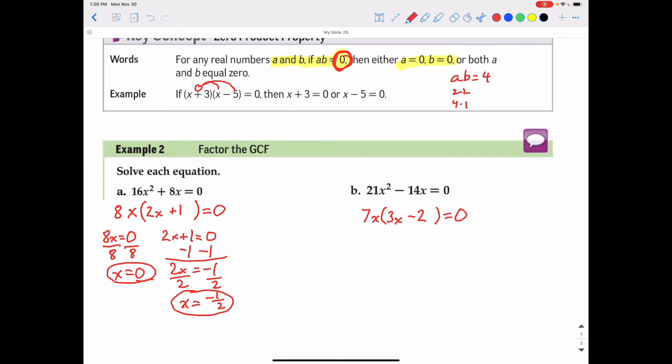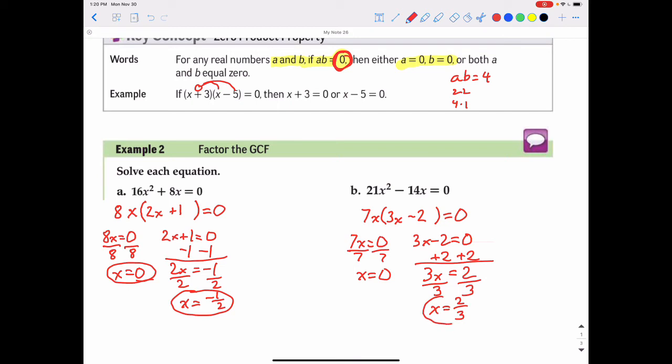And now we're ready to set each part equal to 0. So what I factored equal to 0, and what's inside parentheses equal to 0. Divide both sides by 7 on this side, so x equals 0. And on this one, I would have to add 2 first. So that would be 3x equals 2, and then divide by 3. And x would equal 2/3. So my answers are, and again, there are two of them, x is 2/3 and x is 0.